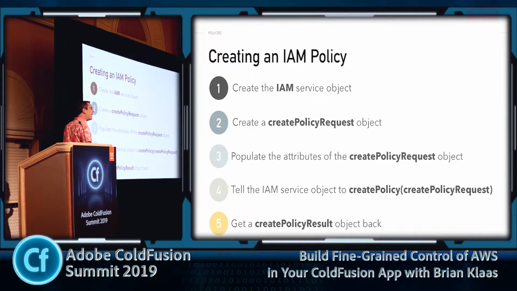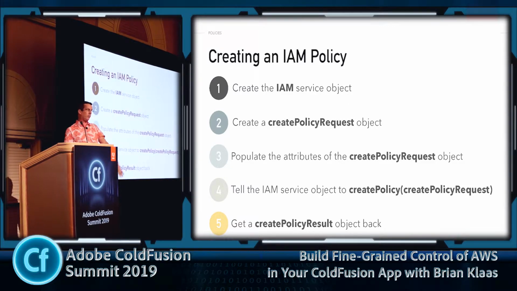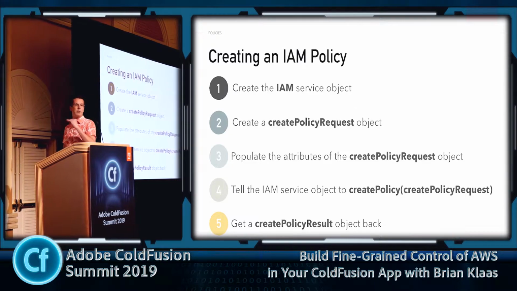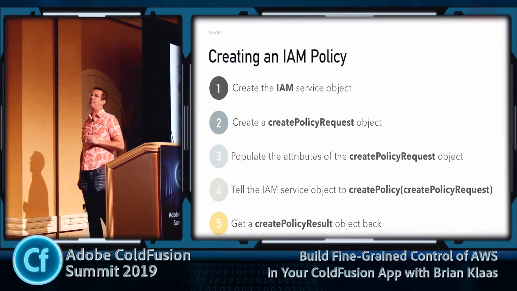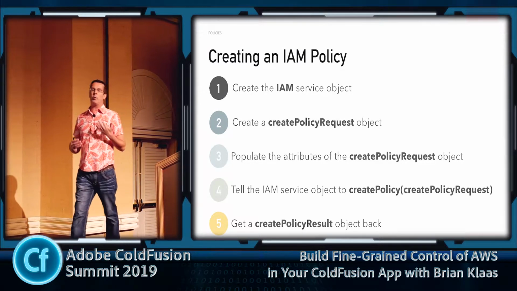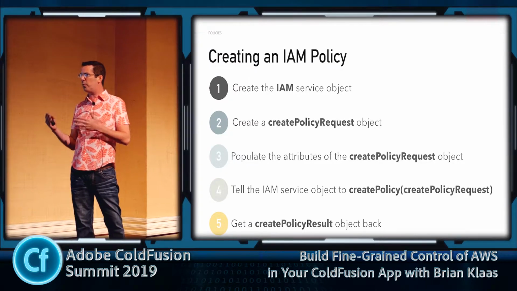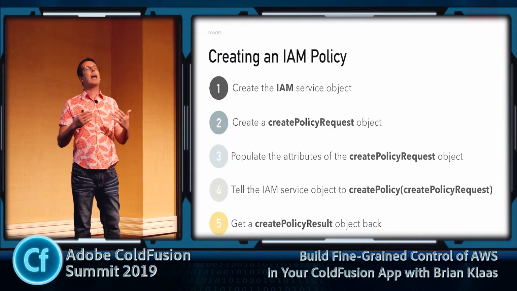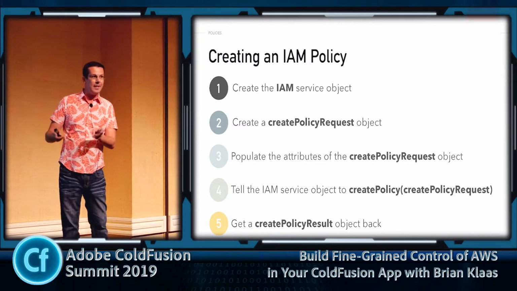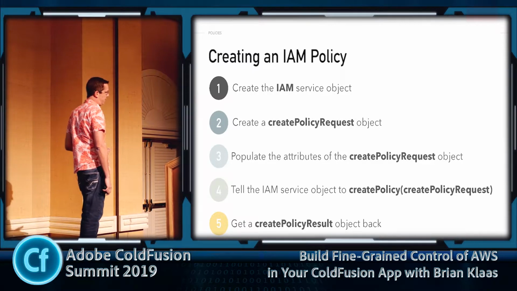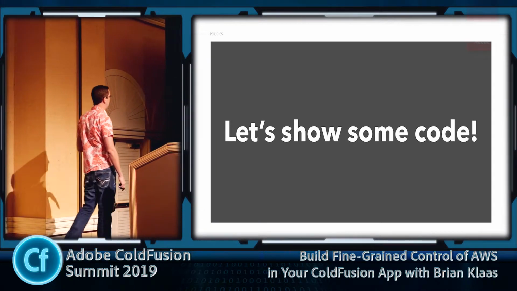So here we are, to create an IAM policy, to actually go into your ColdFusion application and say, I need to create a policy that I'm going to then use to apply to users and groups and instances. This is the same thing. So we create an IAM service object, we create something called a create policy request object, we populate the attributes of that create policy request object, we tell IAM to create policy using the create policy request, and we get a result object back. All right, so let's search the code here because that's a lot more interesting.